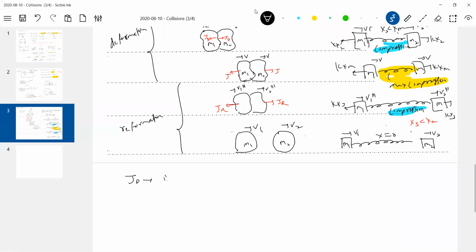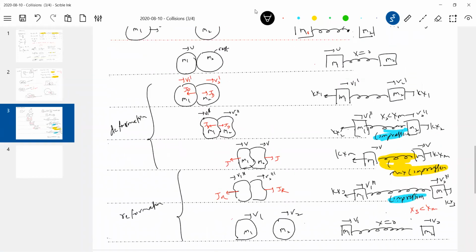So what is JR and JD? JD is the impulse of deformation. And what is JR? Impulse of reformation.